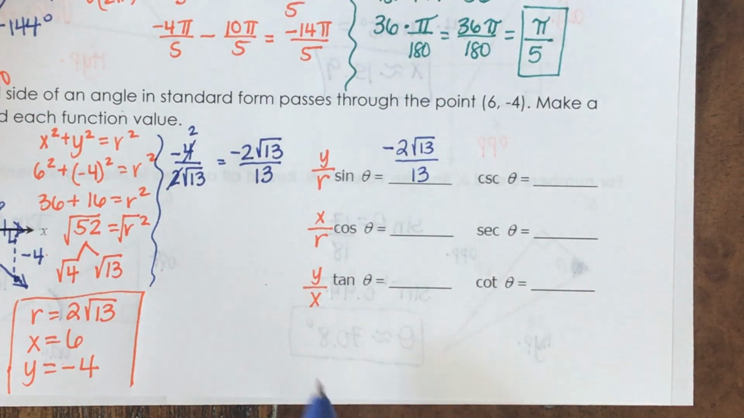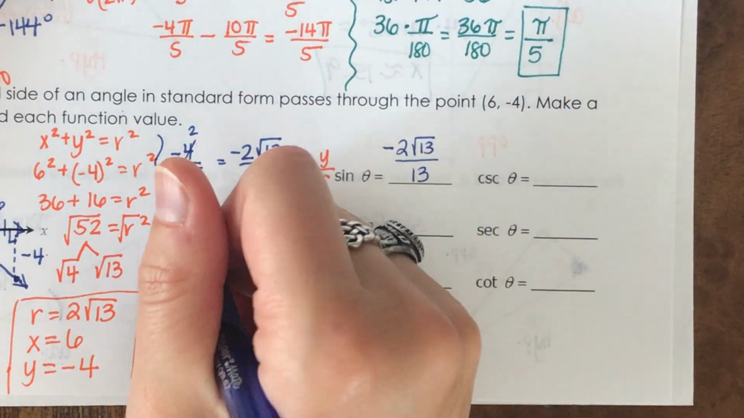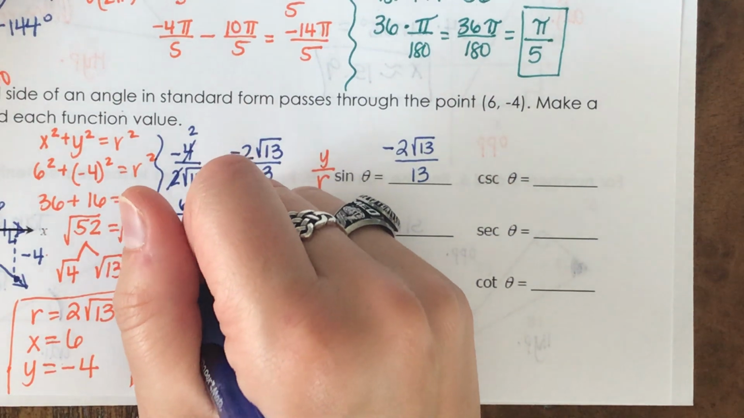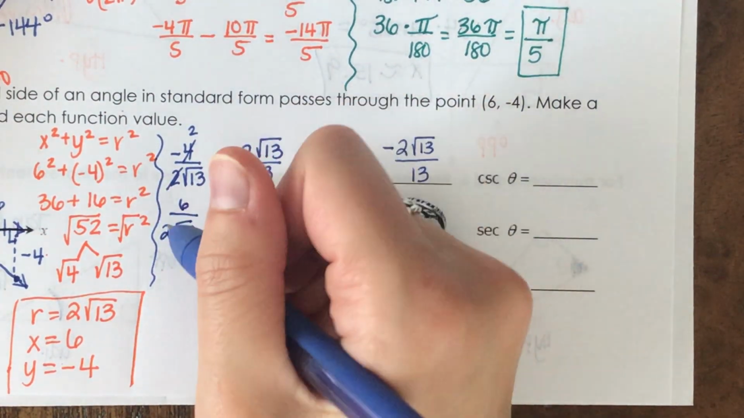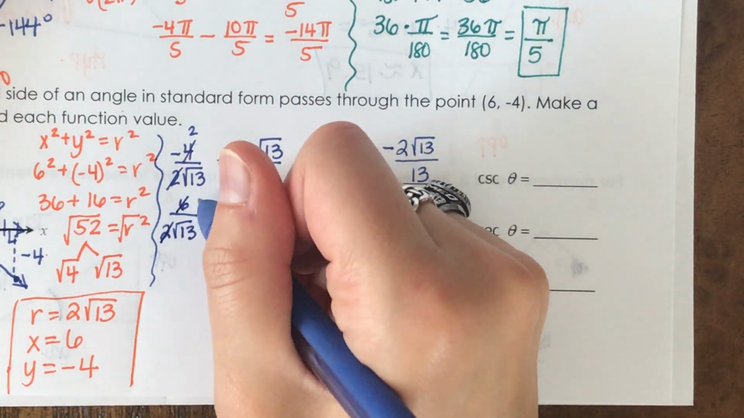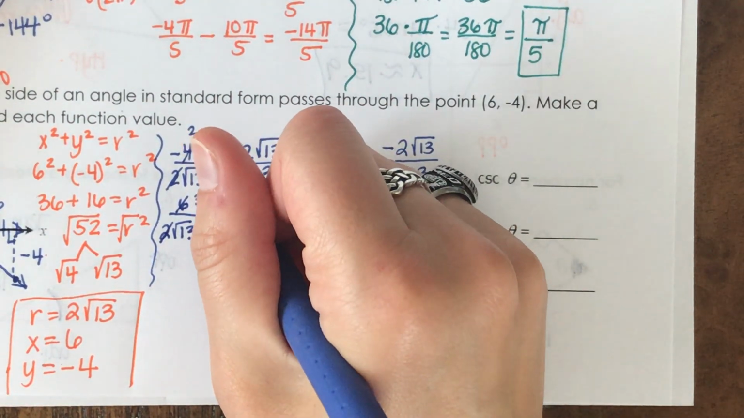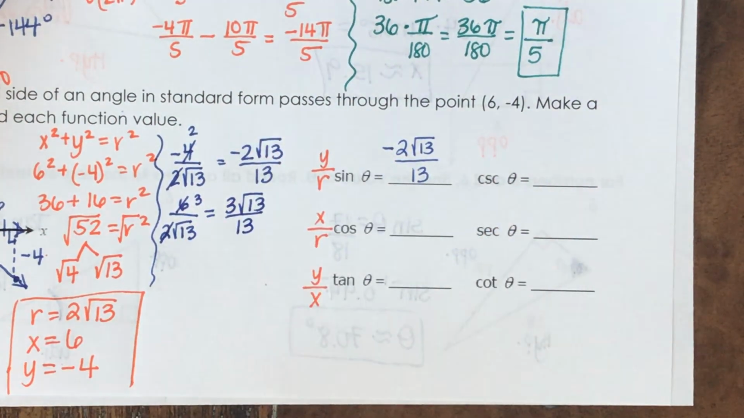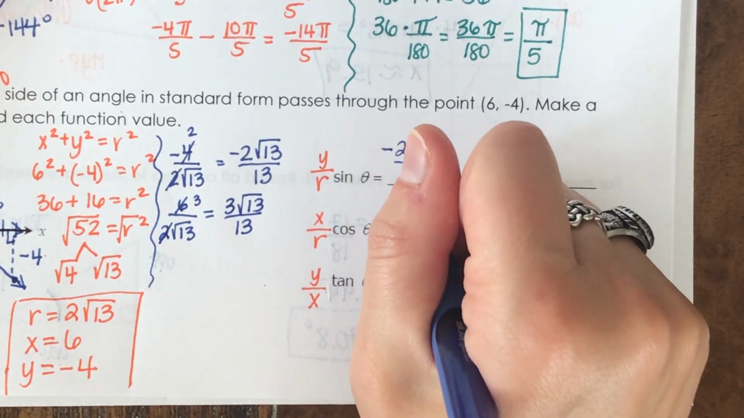That's my sine. Cosine is x over r. So that would be 6 over 2 radical 13. Well, I can reduce these. This cancels, this becomes a 3, and then I move it up, clean it up. So it's 3 radical 13 over 13. There's nothing else to reduce, so that's my final answer.